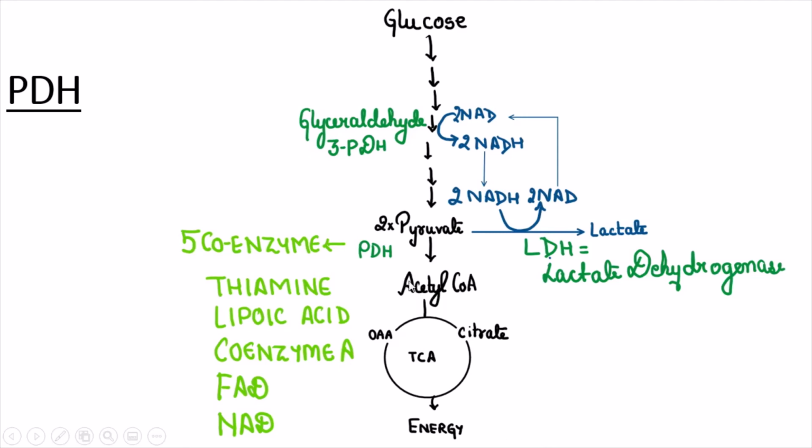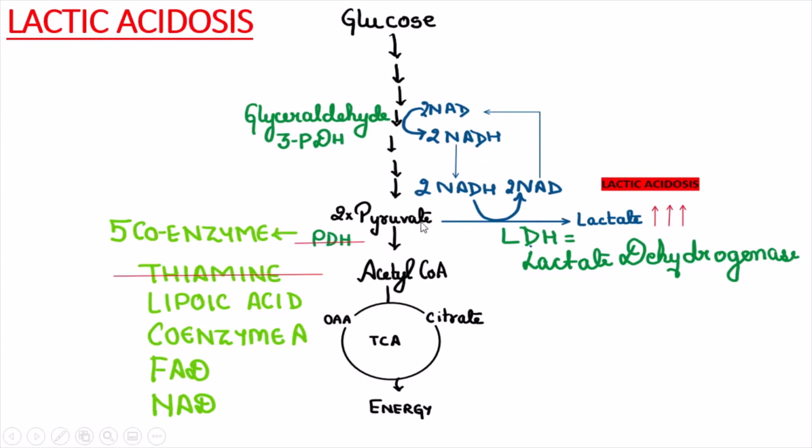During this step 2 NADH are formed and 5 coenzymes are required: thiamine, lipoic acid, coenzyme A, FAD and NAD. I have a mnemonic that says tender love and care for Nancy. That helps you remember the 5 coenzymes required for pyruvate dehydrogenase. Now, suppose somebody does not have pyruvate dehydrogenase, or, as seen in alcoholics who are deficient in thiamine, in them pyruvate can accumulate, and when pyruvate accumulates it can form lactate, and that results in lactic acidosis.